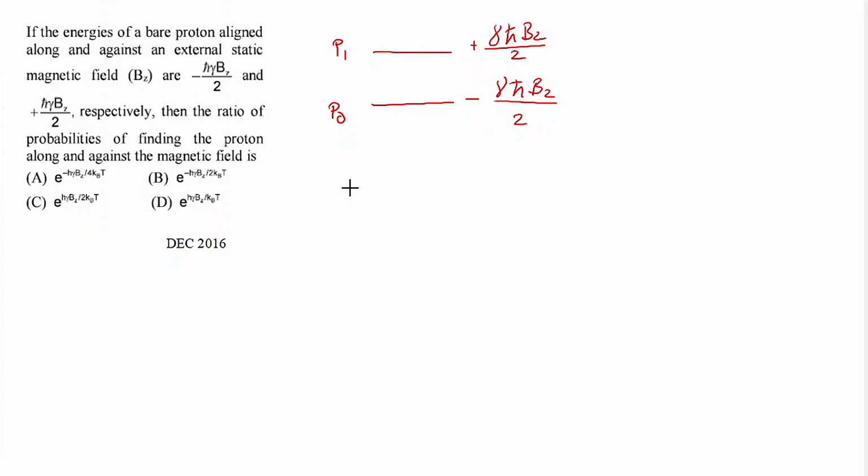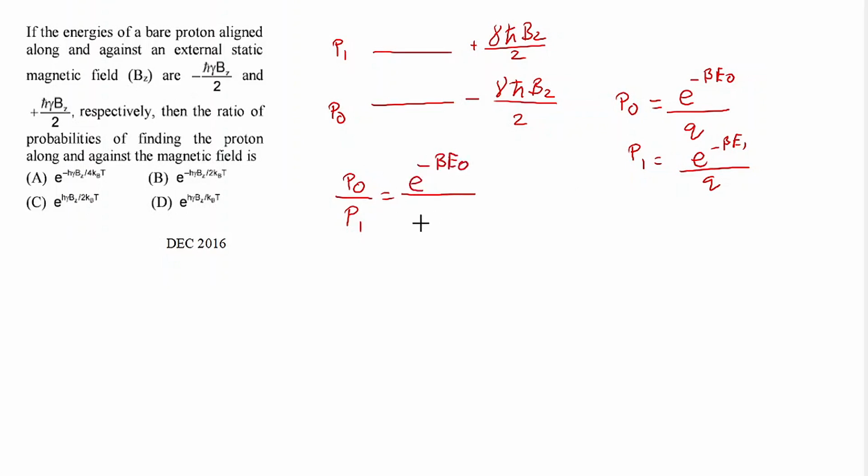Ratio of probabilities means basically we have to find the value of P0 upon P1, and we know that P0 we generally write as e raised to minus beta E0 upon Q, and similarly P1 we will write as e raised to minus beta E1 upon Q. The values of E1 and E0 are given. This is our E0 and this will be our E1. So when we take the ratio, Q will be cancelled out and we will be left with e raised to minus beta E0 upon e raised to minus beta E1.